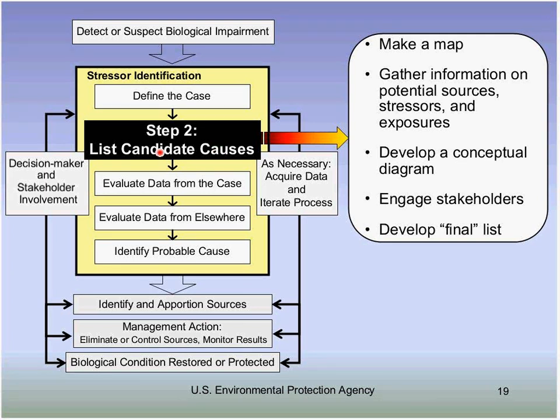And so when you're listing the candidate causes, doing things like making a map, you're getting information on potential sources, stressors, and exposures. You're developing a conceptual diagram. You're engaging stakeholders. The engagement with stakeholders here should be at a very high level, and you're working to narrow down to a list that you consider to be final, that you can easily work through. A lot of this is just done through open communication.